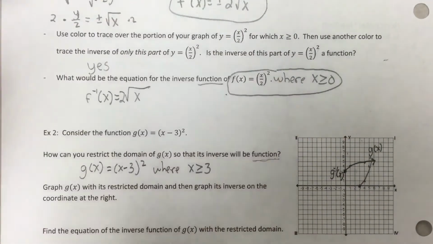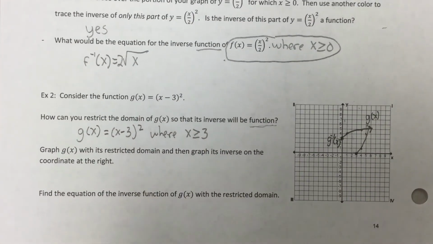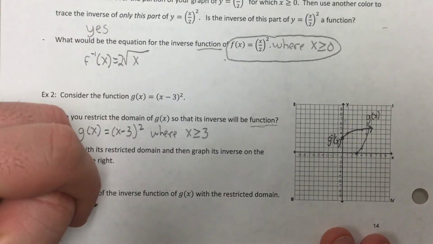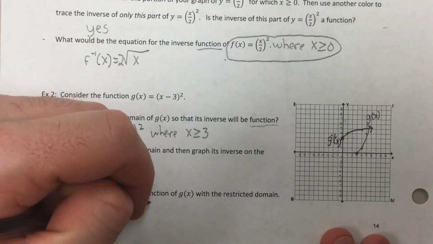Again, the inverse would now pass the vertical line test. All right, last thing it says: find the equation of the inverse of g of x, which is with its restricted domain. So I switch my x and my y. So I have x equals (y minus 3) squared.